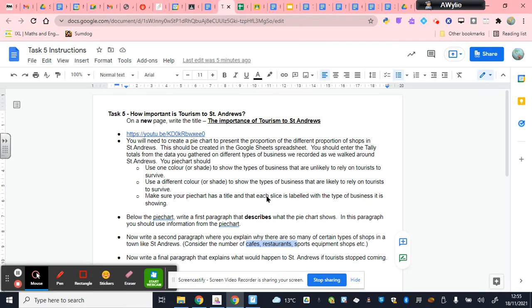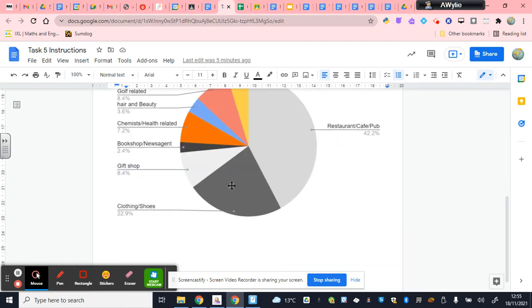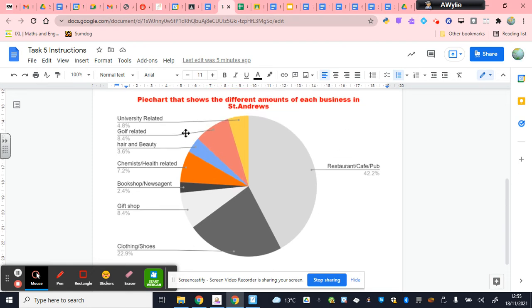So if I'm looking at my sheet and I know what the most common is, I would be wanting to say, so why are there so many clothing and shoe shops in a town like St Andrews? What reason could I give? Now, don't worry if your reasons are wrong. I'm just looking for you to give reasons. So if there are lots of gift shops that you identified, why is that? Almost 10% of our businesses are golf related. Why is that? Why are there university related shops?